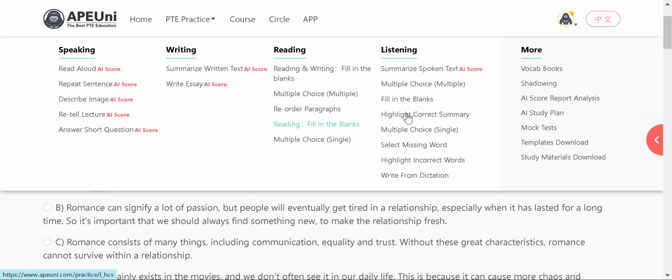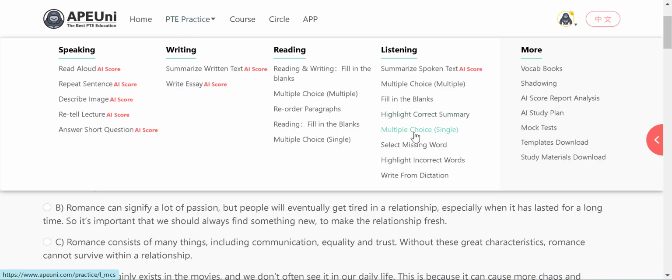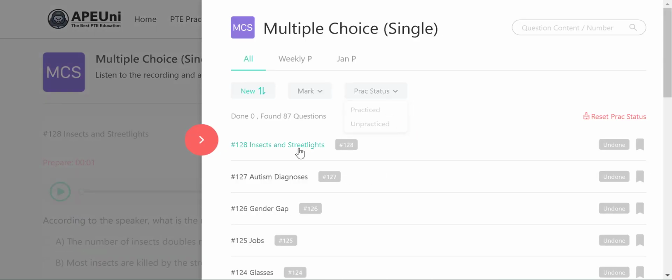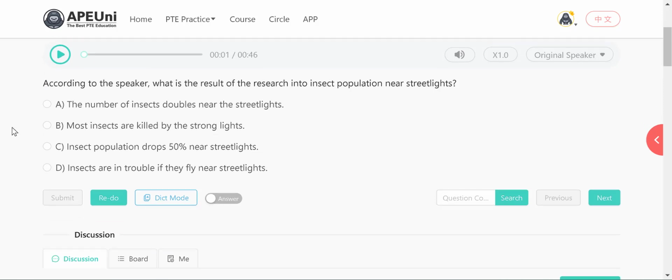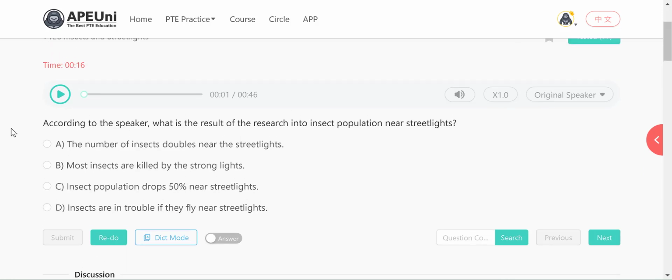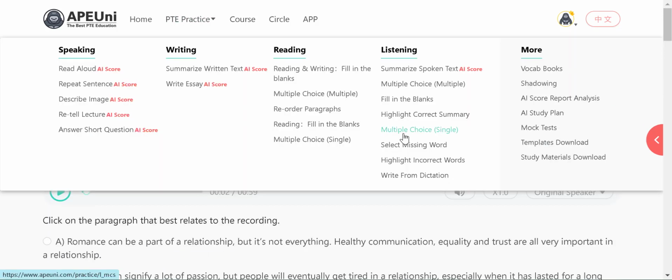And then after that, again, you may get a couple of them, and it's pretty easy as well, so you don't have to worry about that. So highlight correct summary, and then multiple choice single answer. Again, it starts with audio of 1 minute or a bit less or more, and then you get to choose one sentence. I would say it's still not a hard task to do. Just focus on the main point, and you can complete this task easily as well.